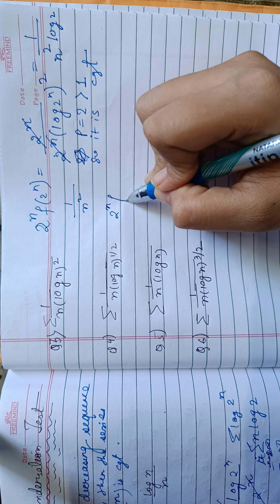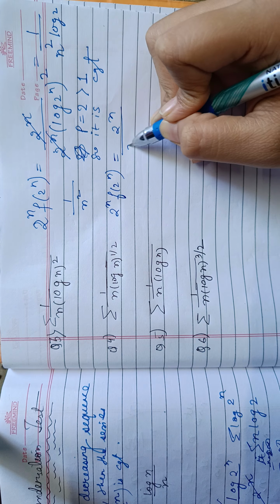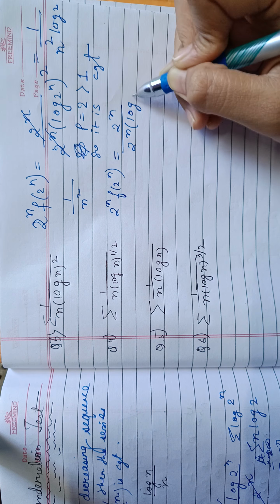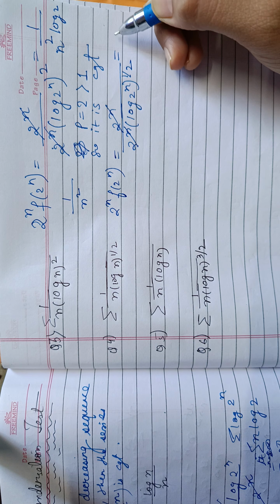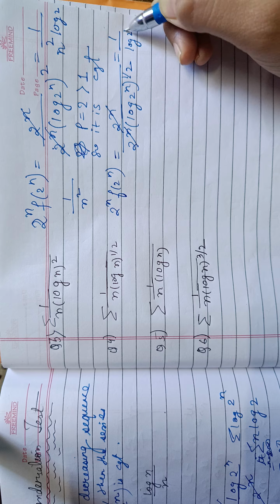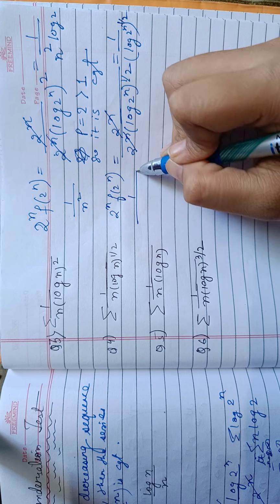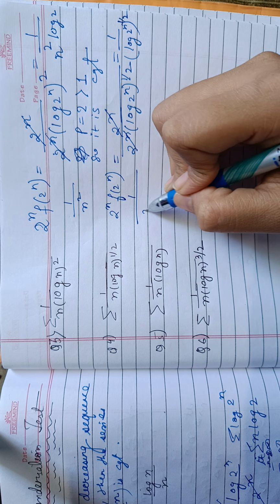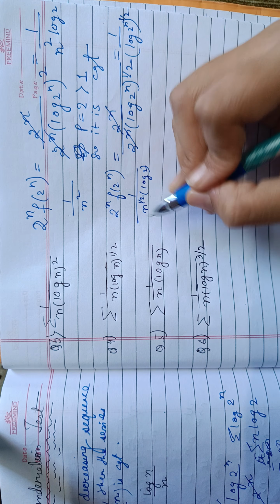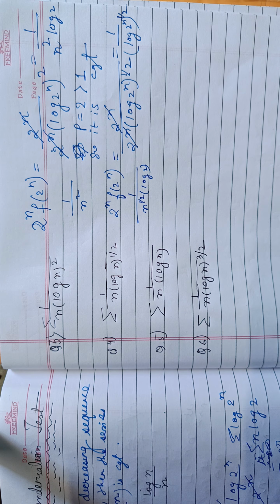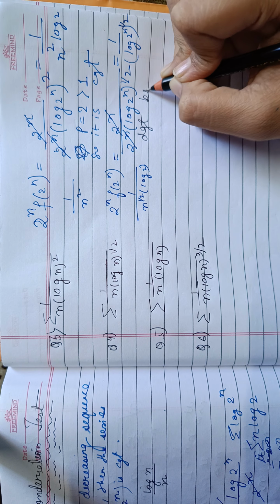2 to the power n, f of 2 to the power n is equal to 2 to the power n upon 2 to the power n log 2 to the power n, whole to the power 1 by 2. I am left with 1 upon log 2 to the power n, 1 by 2. Here I can see that it is 1 upon n to the power 1 by 2 log 2. So n to the power 1 by 2 is less than 1, so it is divergent. Changing the color, divergent. Okay, by p test.